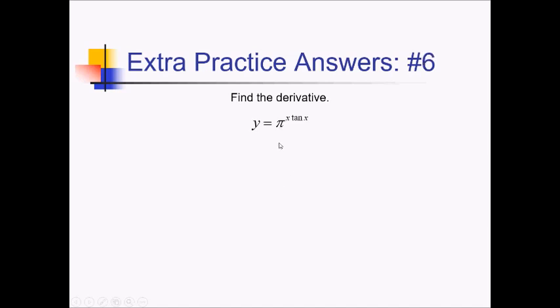For this problem, trying to take the derivative of pi to the x times tan of x. So there's a few things involved in this one. First off, we have a chain rule. We have the derivative of pi to the something as the outer function. So that's going to be pi to the something times the ln of pi, because pi is a constant. But now we have to multiply by the derivative of x times tan of x. And for that, we're going to need the product rule.